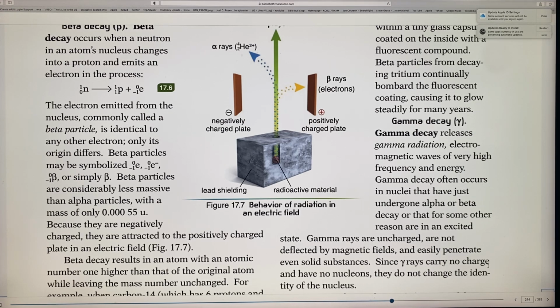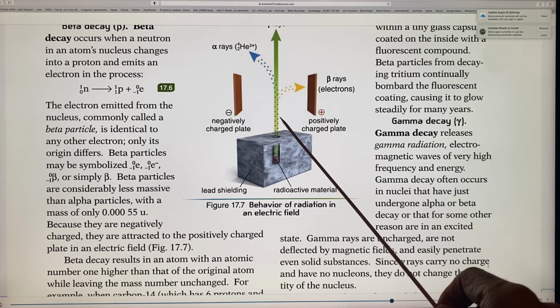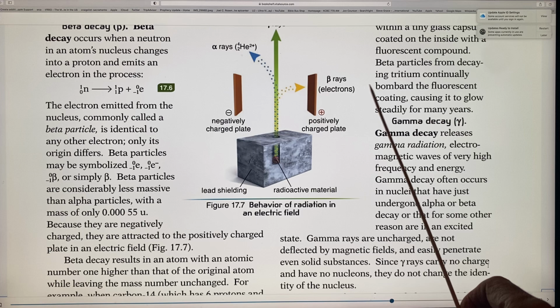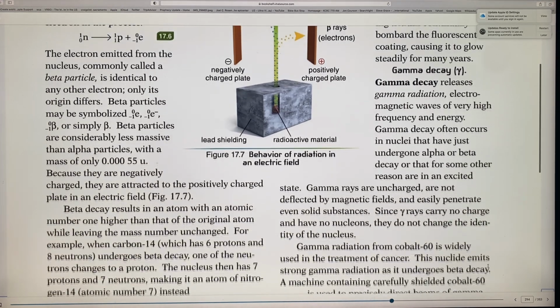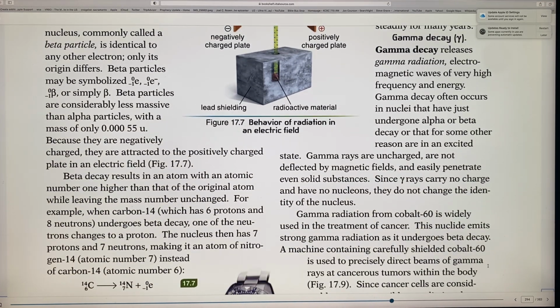And beta rays are negative. And this is the radioactive material. Here's the shield, and you can see as they come out, the beta rays are going to go over to the positive side, right? And then the alpha rays are going to go over to the negative side. So let's see here if I covered all this beta stuff.